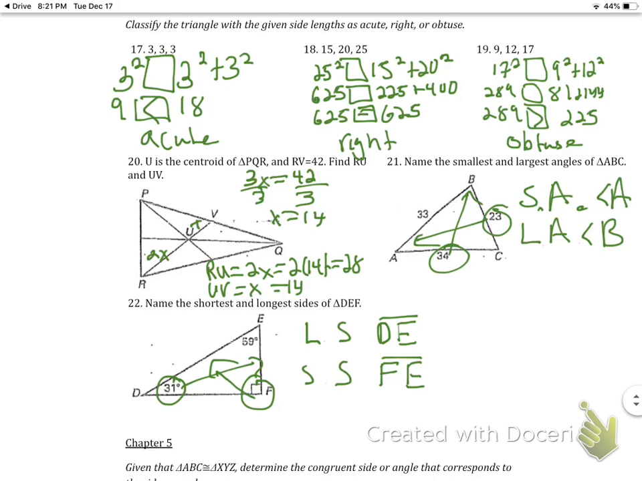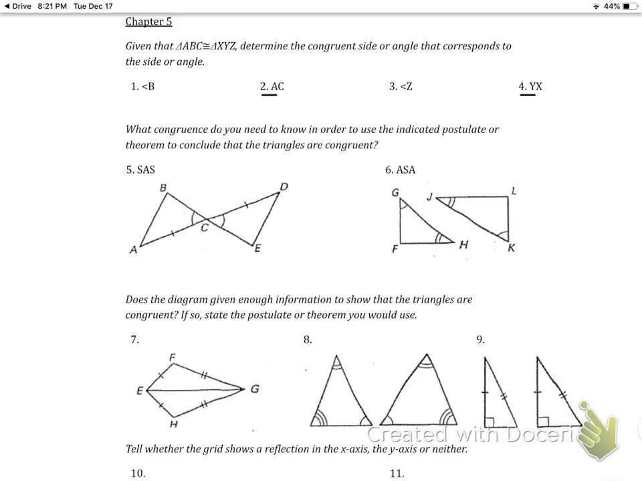Okay, I'm going to switch the side to bring us to our last section. Here we see, given that triangle ABC is congruent to triangle XYZ, determine which angles are congruent or which sides are congruent. So remember, this is all about positioning. Angle B is the second position, so the one it's congruent to has to be angle Y because it's in the same position. Next, we have side AC.